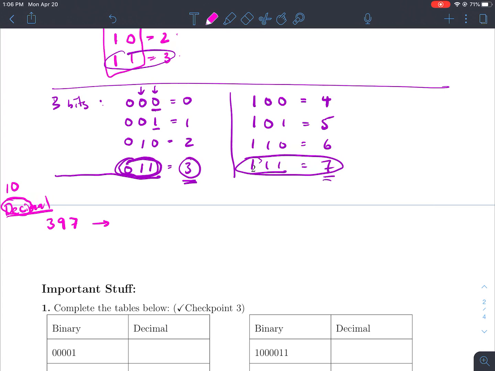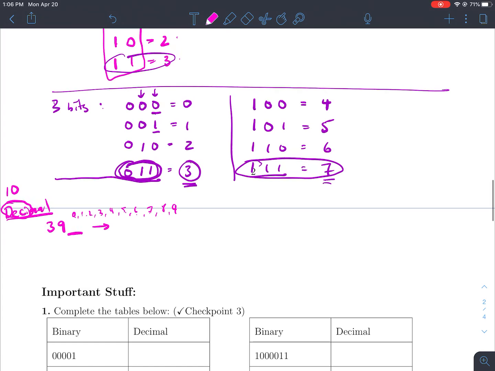And so the reason why we call this number, which is very familiar, 397, decimal is that if you think about each of the spots, this didn't have to be a 7. It could have been a 0, a 1, a 2, a 3, a 4, a 5, a 6, a 7, an 8, or a 9. We have 10 possible symbols that could have gone in this spot. And so because we have 10 possible symbols to go in that spot, we call it base 10, or decimal.